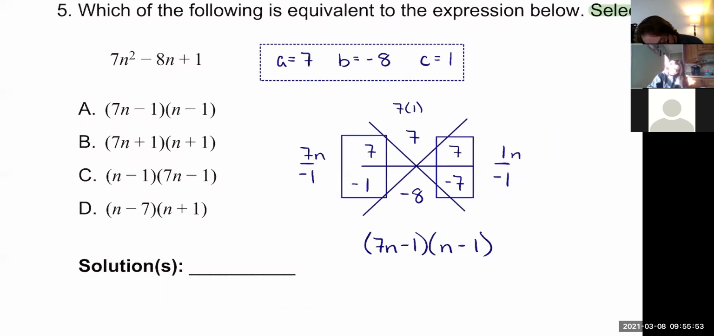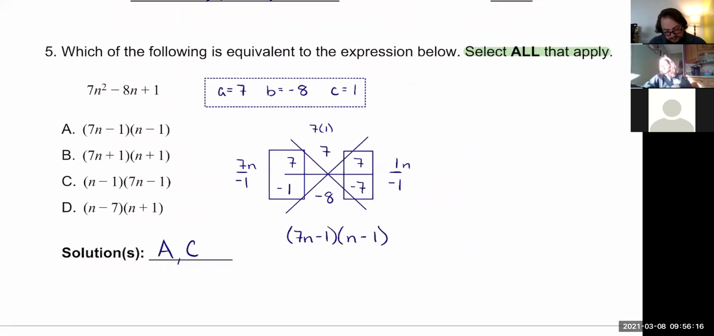Well, right off the bat, I see A matches identically. C also works? Is it the same two binomials? They just flip-flop them. So both would be correct. So long as you have those two exact binomials, regardless of the order that they're written in, you still have the right factored form.